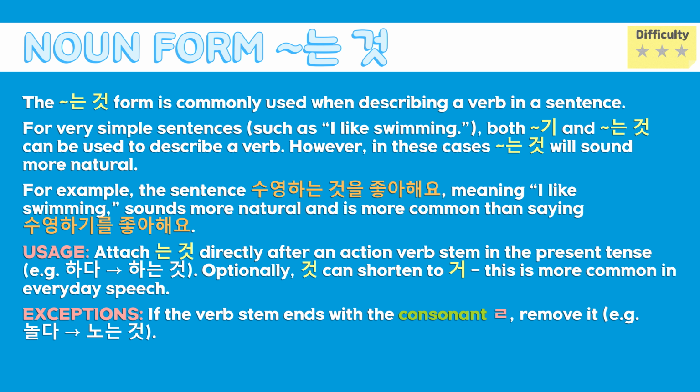So 하다 would become 하는 것. Optionally, 것 can shorten to 거. This is more common in everyday speech. Note though, if the verb stem ends with the consonant ㄹ, remove it first. So the verb 놀다 would become 노는 것.